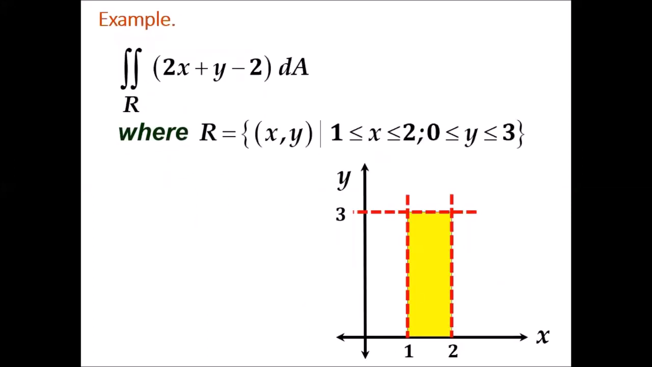Now let's move on to this example. We have a double integral of 2x plus y minus 2 dA evaluated on the region R, where R is the set of ordered pairs xy, x goes from 1 to 2, and y goes from 0 to 3. First thing that we must do is illustrate the region R. Take note, R is given by this set of ordered pairs, and from here, x is bounded from 1 to 2, while y is bounded from 0 to 3.